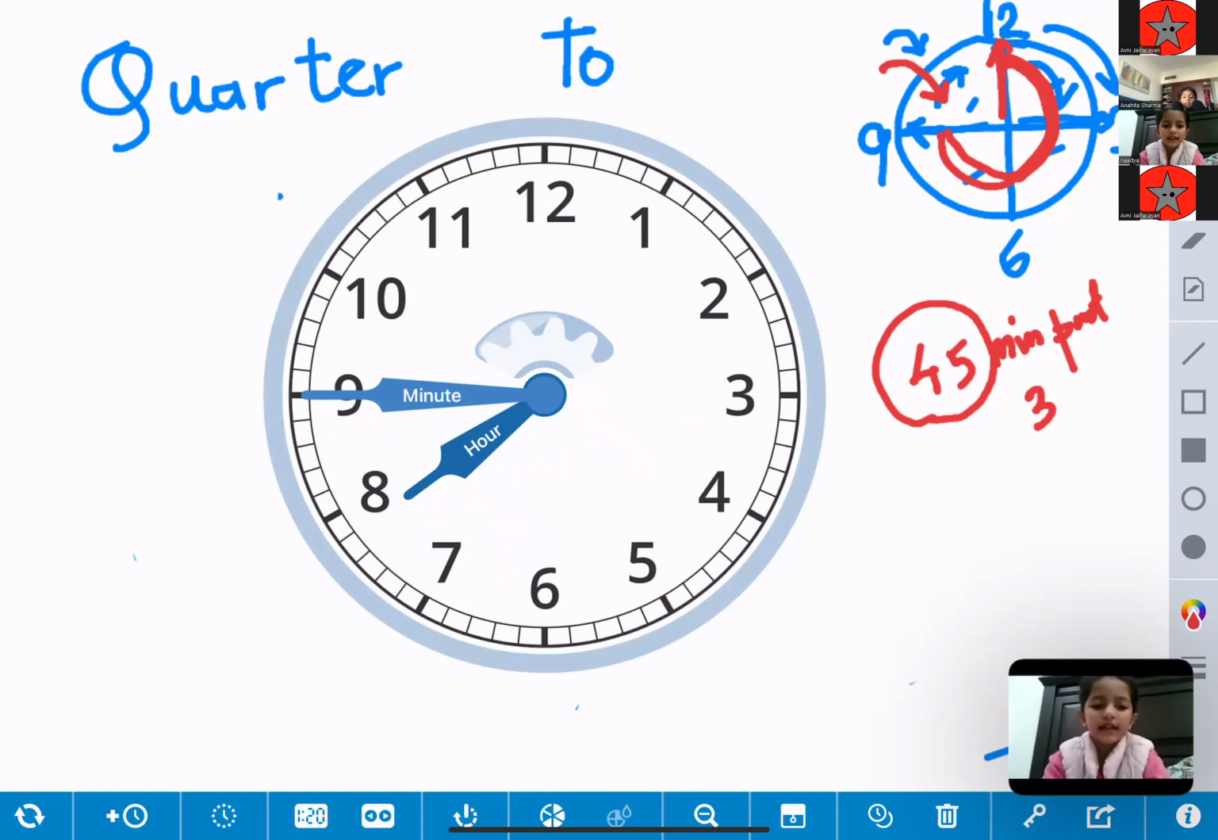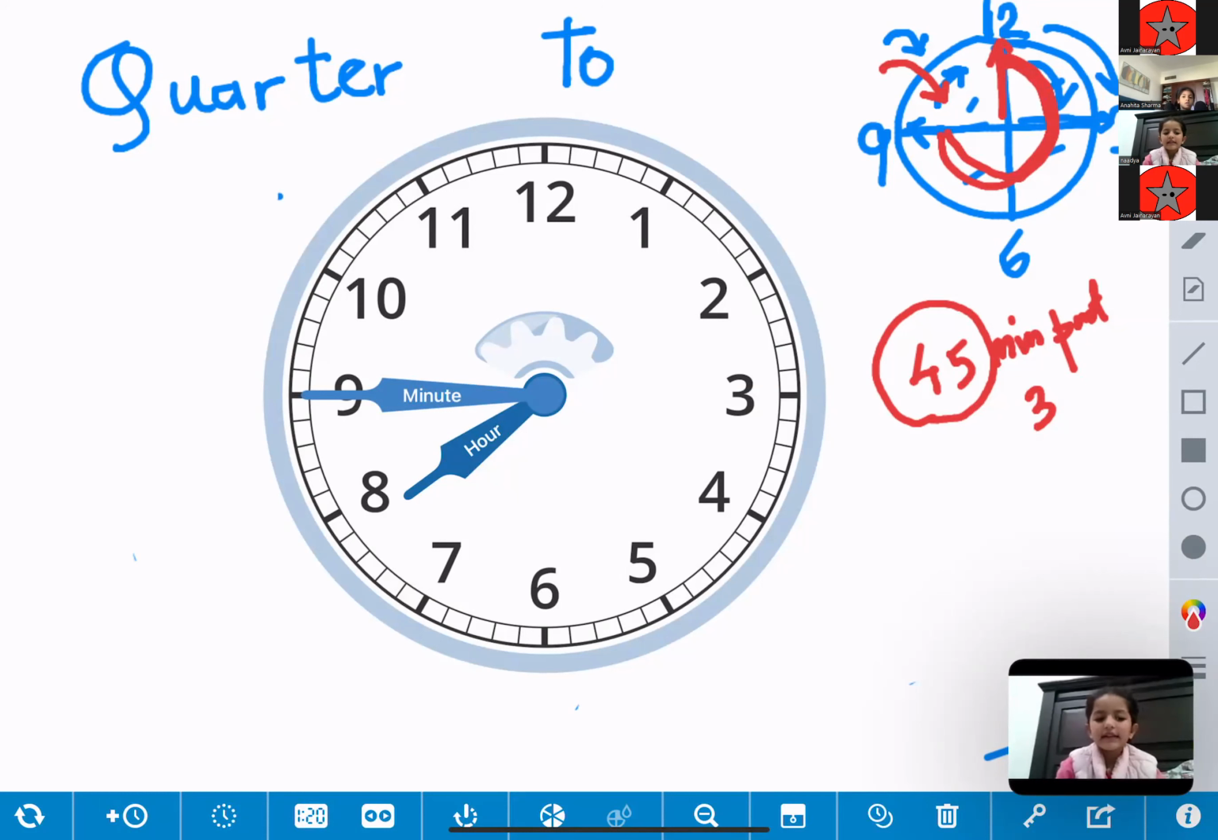Okay, Nadia, another question that I want to ask. आपका hour hand किन दो नंबर के बीच में है? 7 and 8. And it's closer to which number? 8. So next o'clock क्या बनने वाला है? 9. कैसे 9 बनेगा? अभी तो 8. 8 पे, yes, because it's very close to 8.